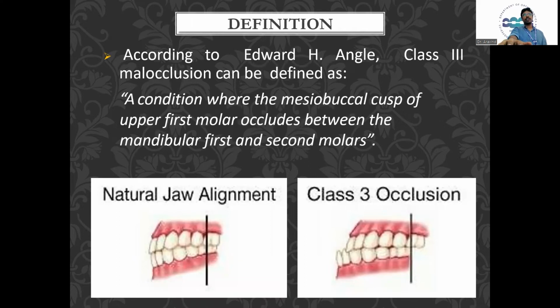Edward H. Angle defined class 3 malocclusion as a condition wherein the mesiobuccal cusp of the upper first molar occludes between the mandibular first and second molars. As you can see in the picture below, the first picture represents a normal jaw alignment wherein both the jaws are in normal position and the molar relation is a class 1 molar relationship. In the second picture, we have a class 3 malocclusion scenario wherein the mandibular arch is in a mesial relationship to the maxillary arch. And as you can see, the molars are mesially moved.